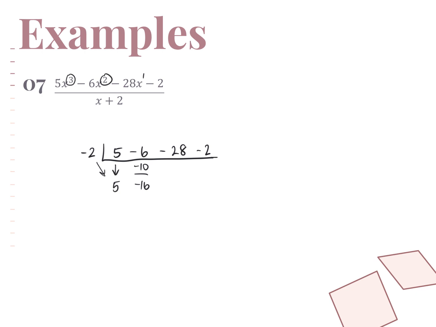You multiply again, you get plus 32. You add, and you get a 4. You multiply again, you get a minus 8. You add, and you get a minus 10. And this is your remainder.